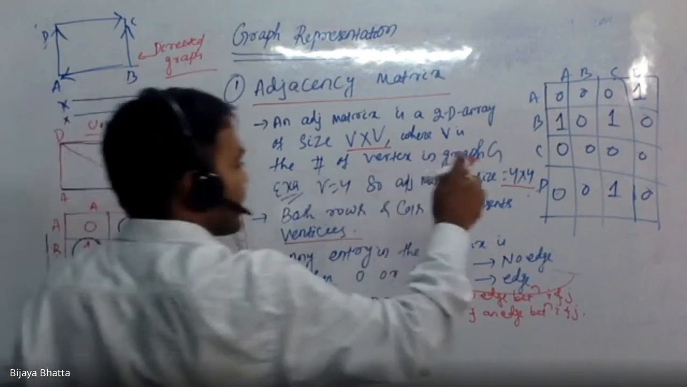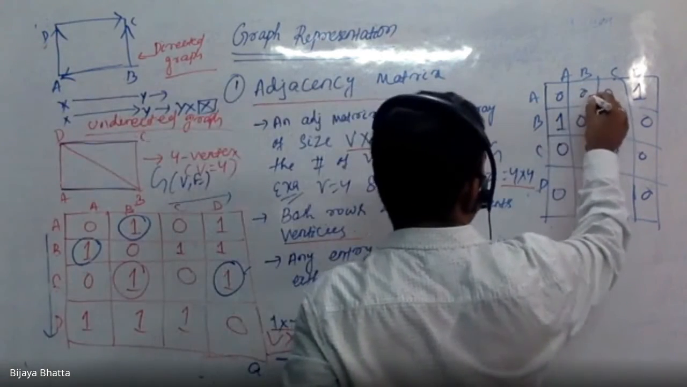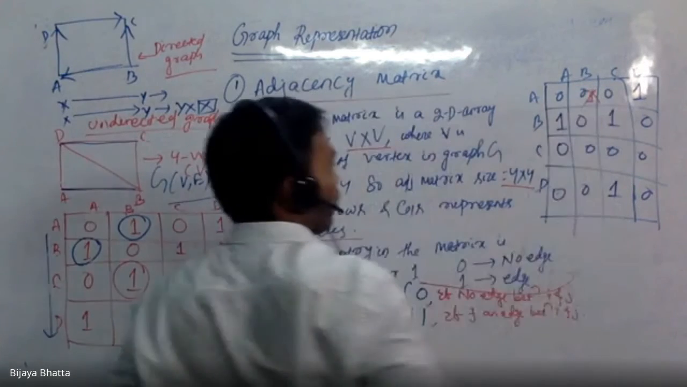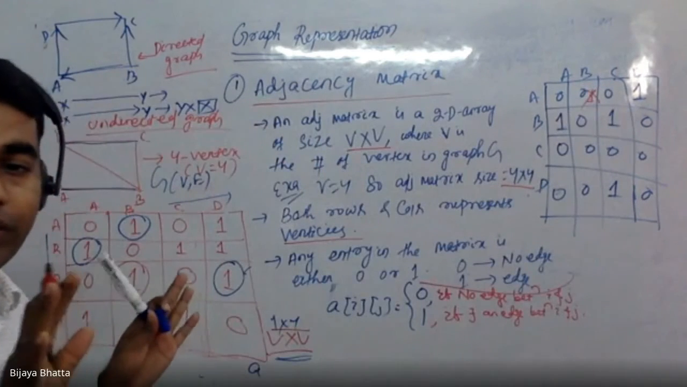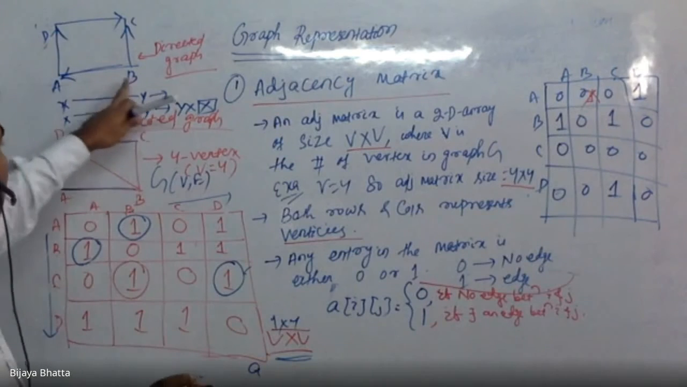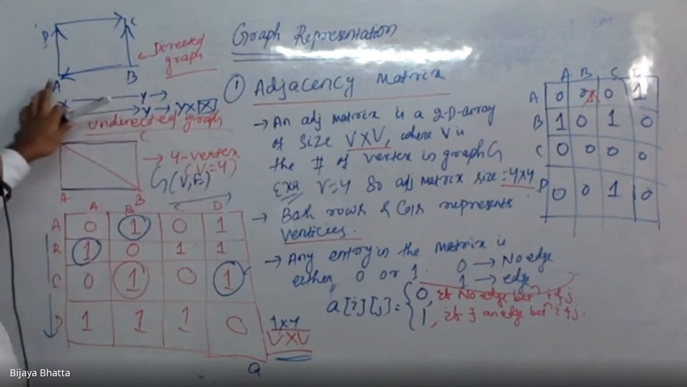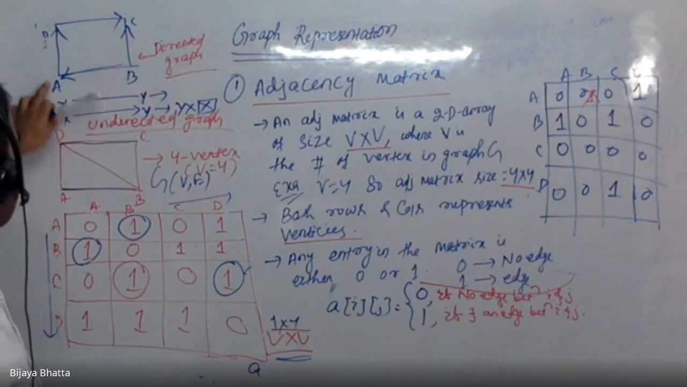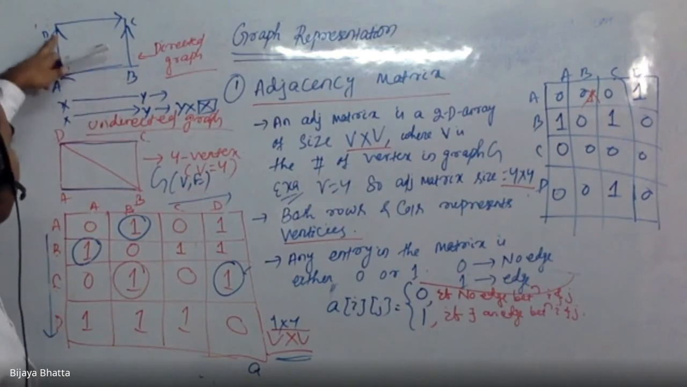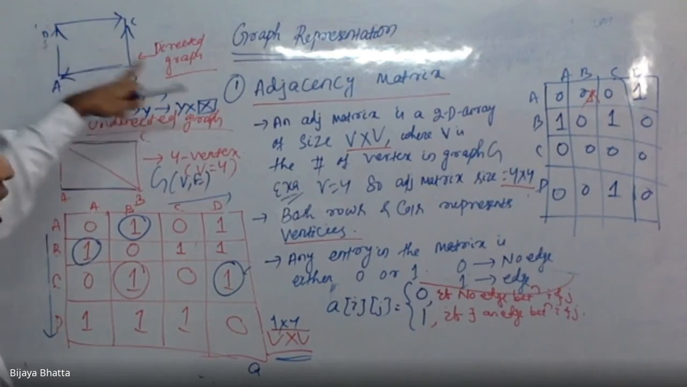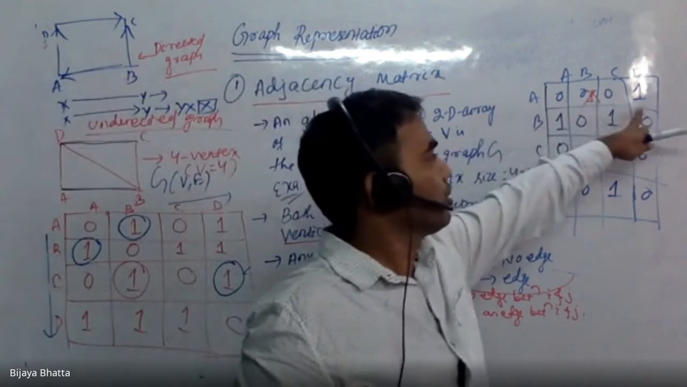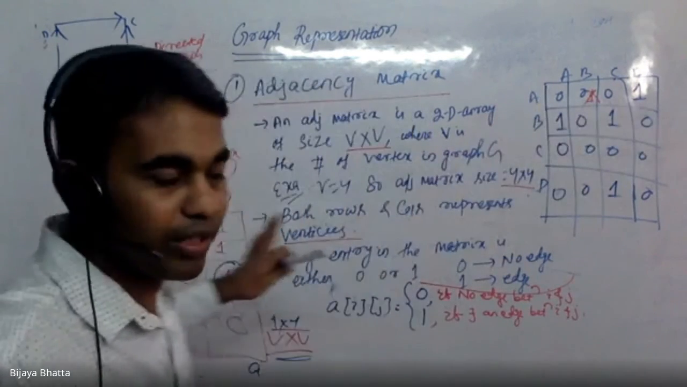So that's why this is not one, rather it is zero. A to B, there is no edge, so that is zero, not one. A to D, yes, because it is going outwards, this is an edge. So that's why for A to D there is an edge. Others are zero. There is no other edge from A.